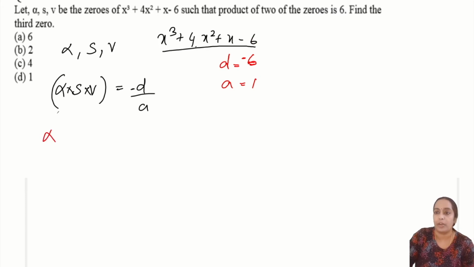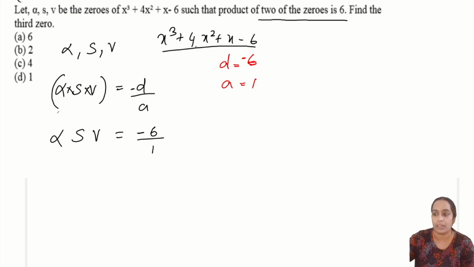Now, product of all three zeros is minus d by a. So alpha beta gamma equals minus d, which is minus (-6), divided by 1. And the product of two zeros is given to be 6. So instead of alpha into beta, which is the product of two zeros, I can put 6 here. The formula is minus d by a. So it's going to be minus of minus 6 by 1.